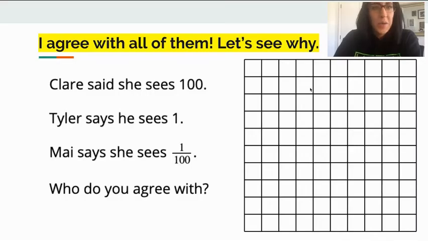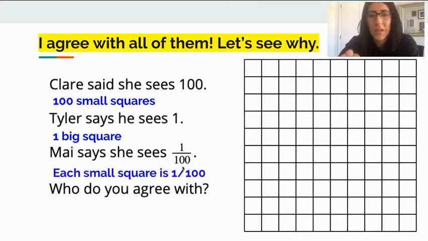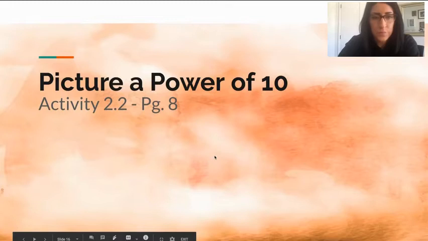Okay, after pausing, let's go through who we agree with. You can actually have picked any of the individuals to agree with for many different reasons. So Claire says she sees 100, and that's because she sees 100 small squares, where Tyler only sees 1, and that's because he sees the whole big square as a whole. And then May says she sees a fraction, 1 over 100, and she's seeing each individual tiny square as a part of the whole thing that Tyler sees. So you could have really picked anybody for those reasons.